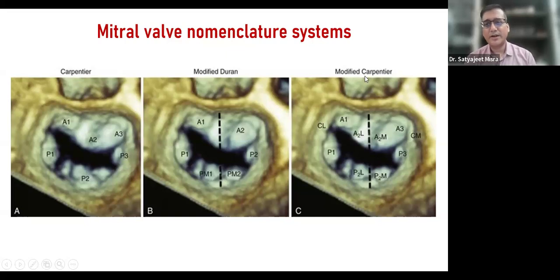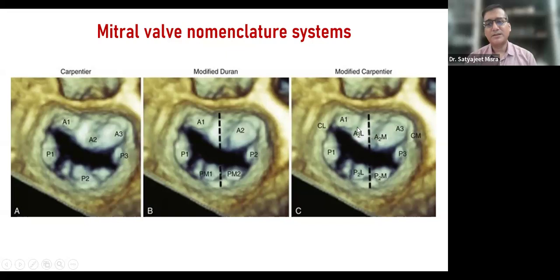So the modified Carpentier, which now includes both the Carpentier classification as well as the Duran classification. What they did was they further divided the middle portion of the anterior mitral leaflet into a lateral half and a medial half. So that makes it more anatomically relevant segments.